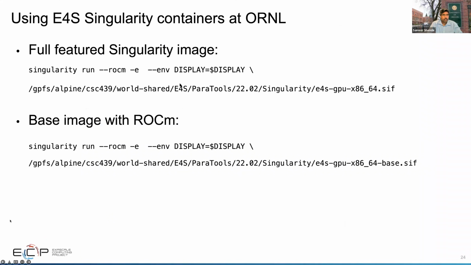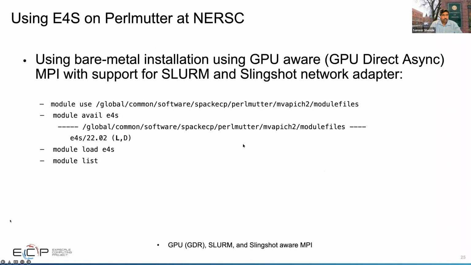And if you wanted to use this using Singularity at Oak Ridge systems, you can just say singularity run with the --rocm, and then specify that don't use any environment variables except for DISPLAY. So you can pass that along, and this is an image that's already downloaded in the ORNL systems. Here is a base image with ROCm, so you can have a base image on which you can build your own custom containers. Here is the same image in NERSC, and this is a bare metal install of E4S.